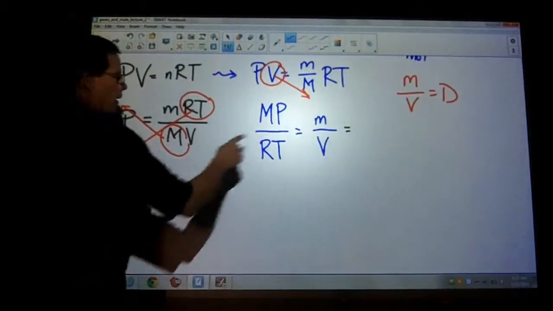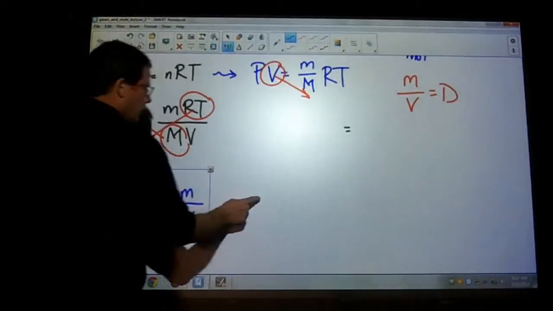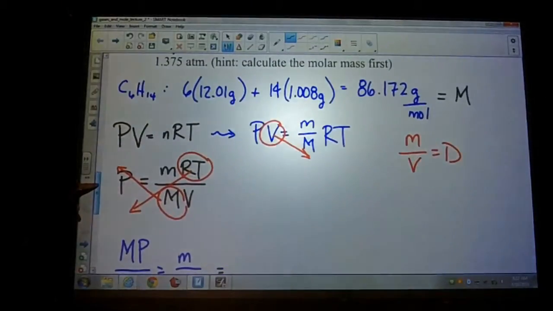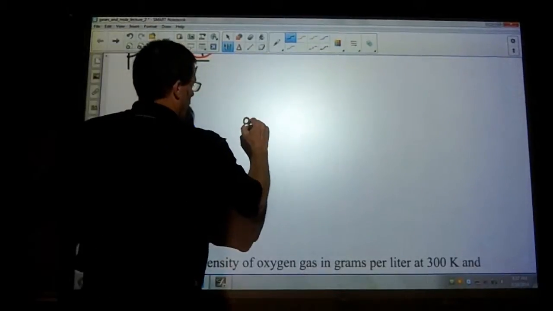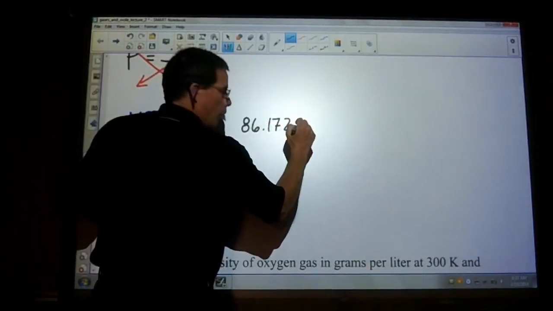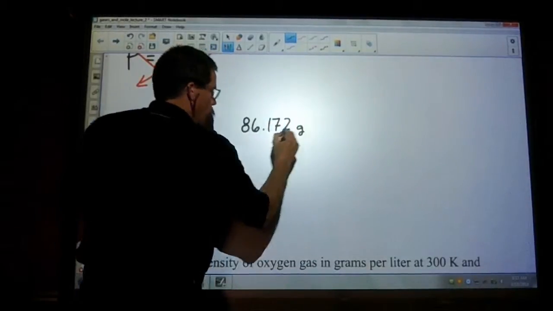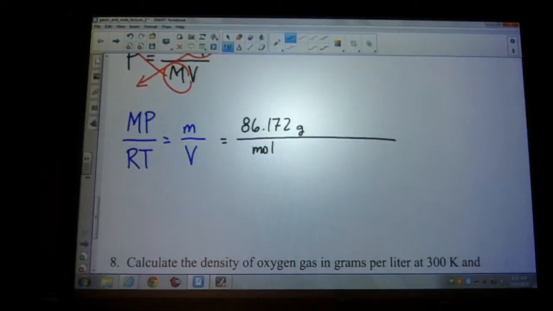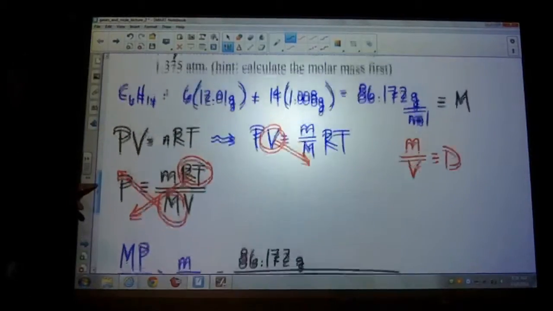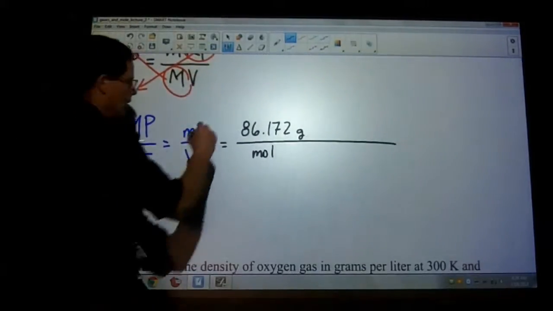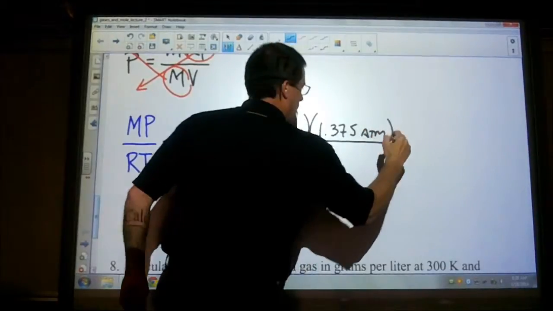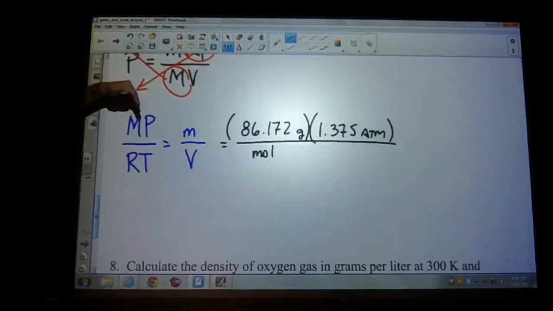Let's see if we can move this around a little bit. I'll bring that over. Okay, so the molar mass we said was 86.172. And what are the units for that again? Grams. And I'm going to put moles right there. Okay. So it's grams per mole. Don't put a second division line in there. It's grams per mole. All right, and then the pressure, what was the pressure? 1.375. So 1.375 atm. Okay. So I have my molar mass and I have my pressure.